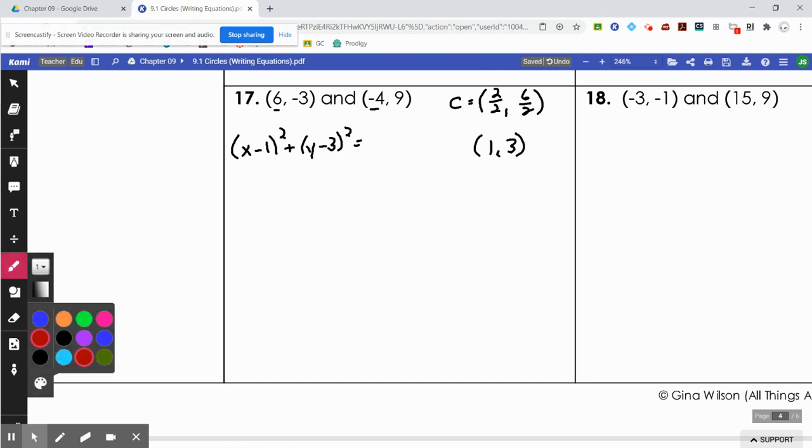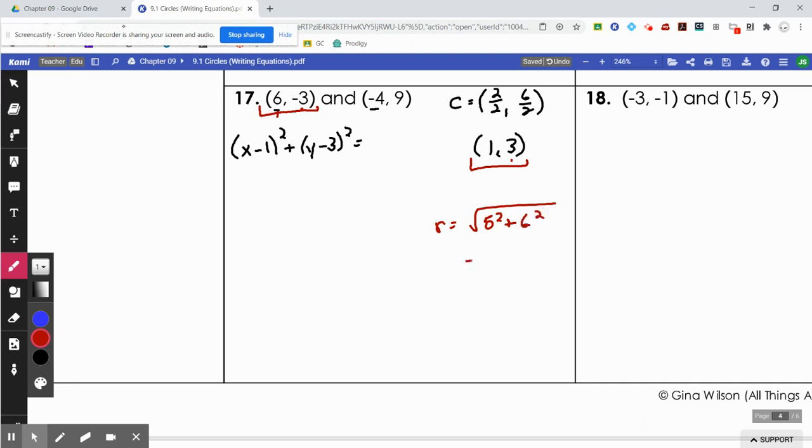Again, to find the radius, that's the distance from the center to either point. It doesn't matter which one you use. So the radius is going to be the square root. How far is it from 6 to 1 would be 5. How far is it from -3 to 3 would be 6. So it's going to be the square root of 25 and 36, which is the square root of 61. That's your radius. Therefore, your radius squared, which goes into your formula, would be 61.